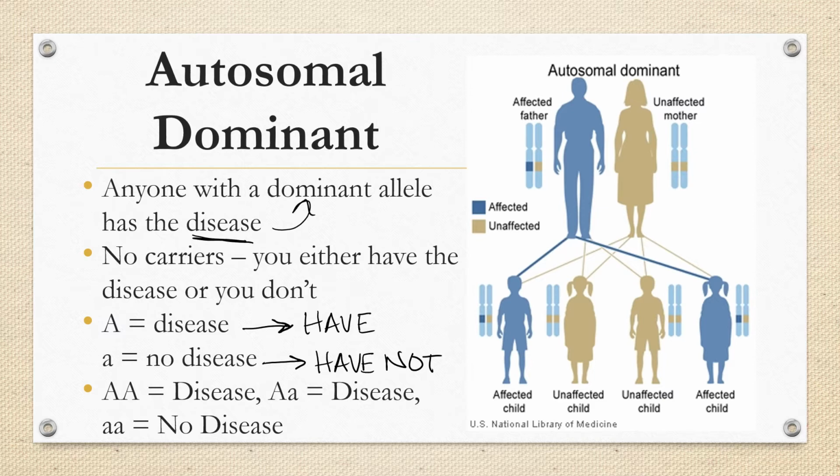So in this case, if it's the disease or the disorder, anybody who has even one dominant allele is going to have that disease or disorder. So it's going to be more likely to pass this down if that dominant allele is common in the population. When you have the two little alleles, then you're not going to have the disorder.